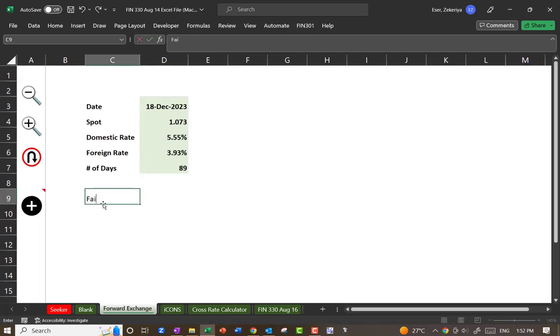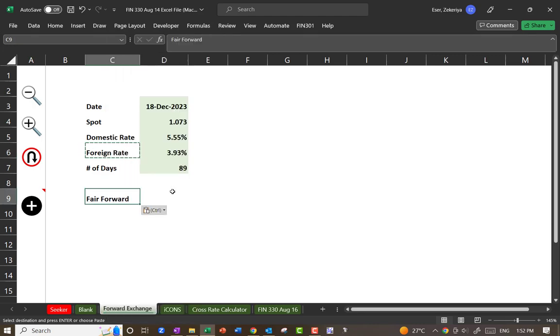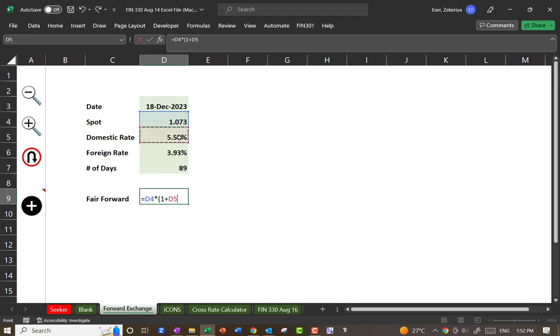And let's calculate fair forward. Take the spot, multiply it by 1 plus domestic rate, but we have to make allowance for that it's not for a year. 89 over 365 divided by 1 plus the foreign rate.